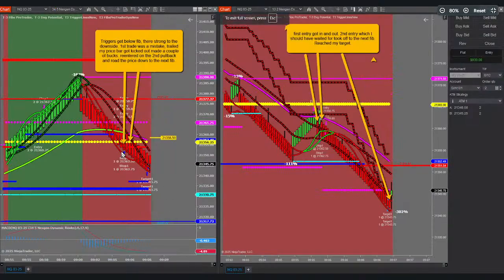CAV, same thing. Momentum, potential to break, pull back to the area inside of triggers. First entry got in and out. Second entry should have waited, took off the next fib, reached your target. What got you in and out? Made a couple of bucks. First trade was a mistake. Okay, trailed your price bar, got kicked out. Got you. Mismanagement. It happens. It certainly happens.